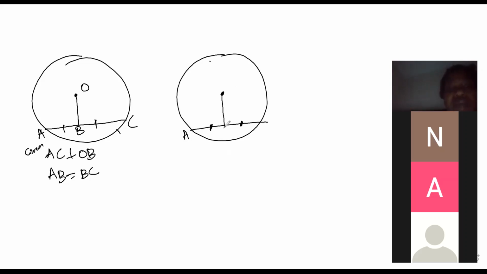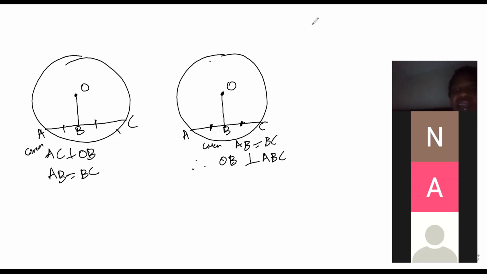So you have A, B, C. Here you are given that AB is equal to BC, and you are proving that, therefore, OB will be perpendicular to AC. So if you are given that the line from the center is drawn to the midpoint of this, midpoint is in the middle, which means this and that are equal. If this and this are equal, therefore that line is perpendicular to that line. So that's the converse of theorem one.